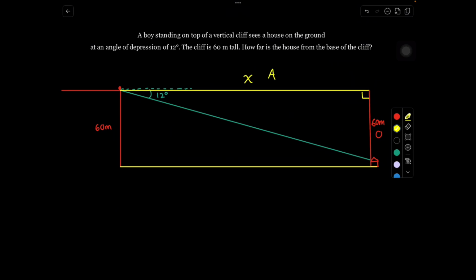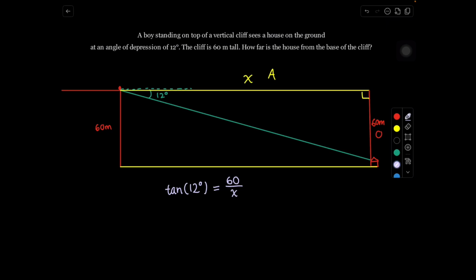So using SOH CAH TOA, O and A relate to TOA, so that's tan. So like always, you write tan, then the angle we're dealing with, and then opposite divided by adjacent. Our opposite is 60, and our adjacent is the x that we don't know.